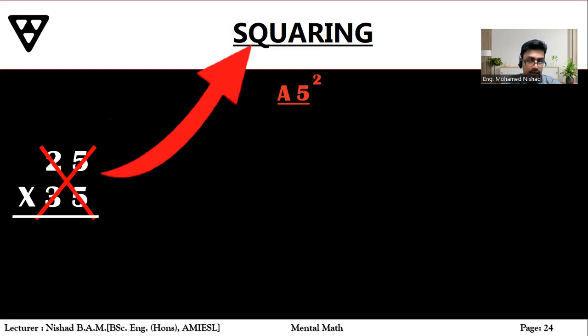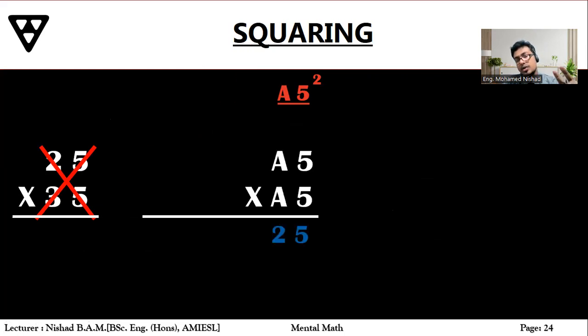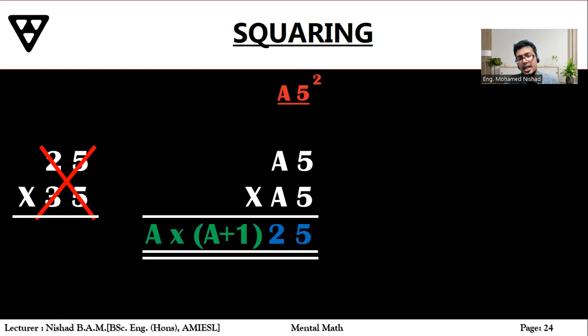We are going to see the technique that is only for this squaring. So as an example, if those numbers are ending with 5, what we have to do is we have to add always 25 over here, and then it will be a times a plus 1. Maybe this will be confusing for you, so let me provide you an example, and then you will come to know how easy it is.